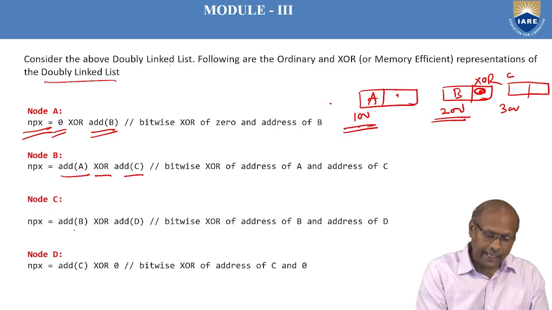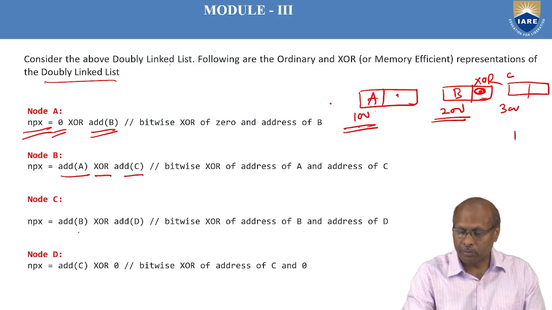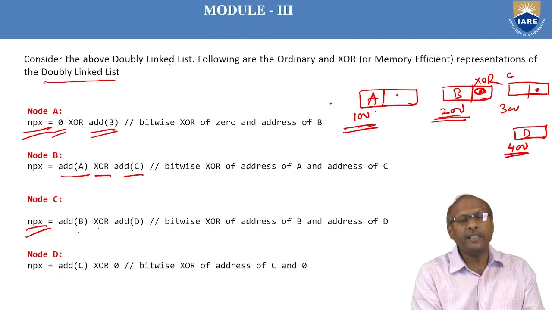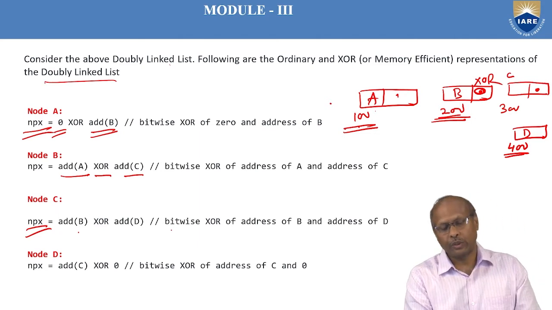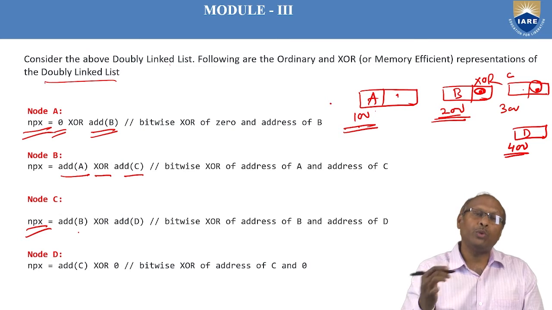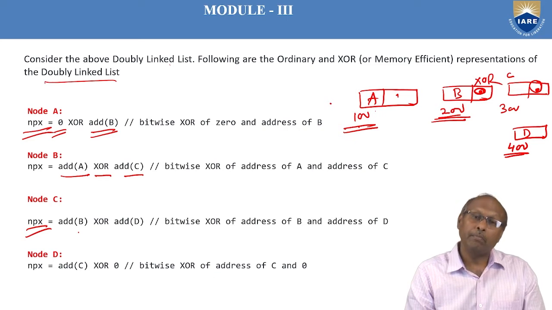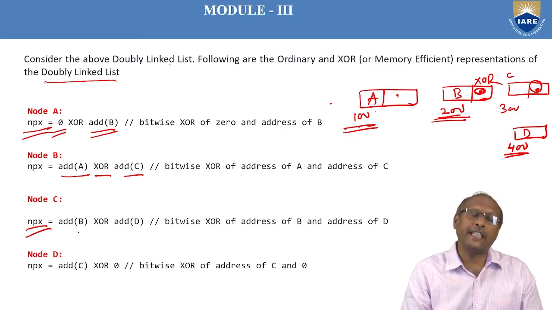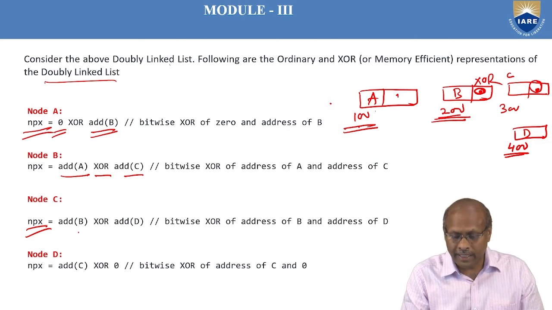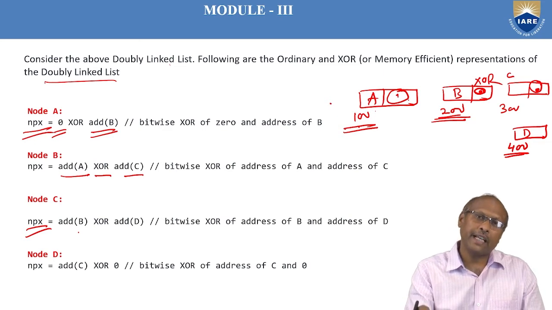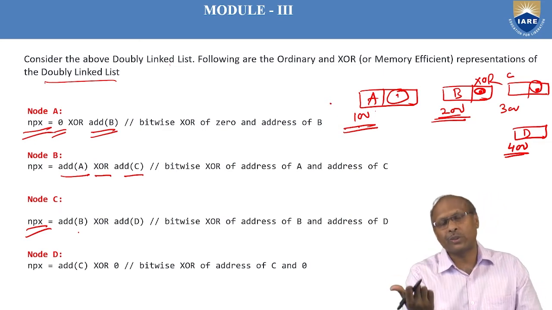Similarly for node C, it is the XOR of B and D. Assume D is the next node. If you do XOR of this address and this address, then you will get the next node's. So every time you are doing XOR of the previous node as well as the next node, so that with a single pointer you are able to do doubly linked list operations. Of course, it requires a little extra computation, but memory use is less. So it is a memory efficient doubly linked list. In a memory efficient doubly linked list, every node stores a single address, which is nothing but the XOR of the previous node's address as well as the next node's address.